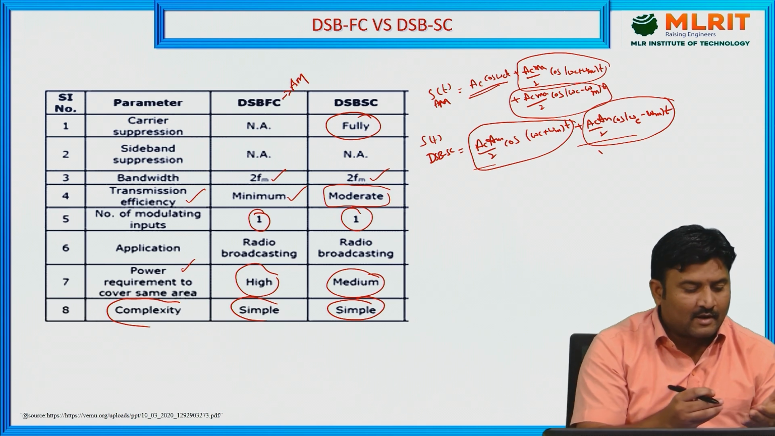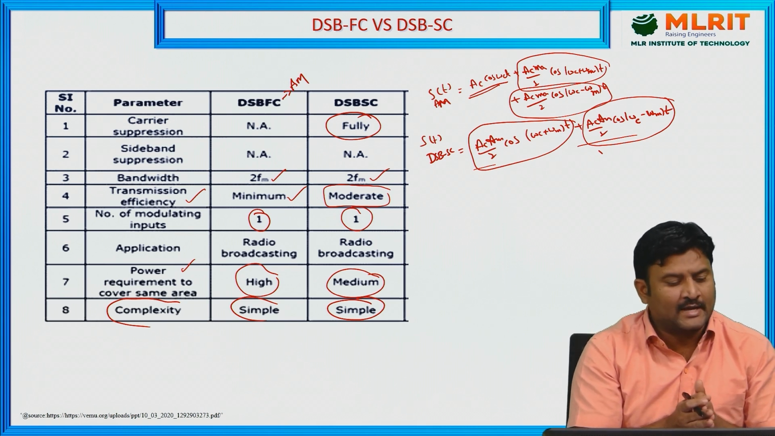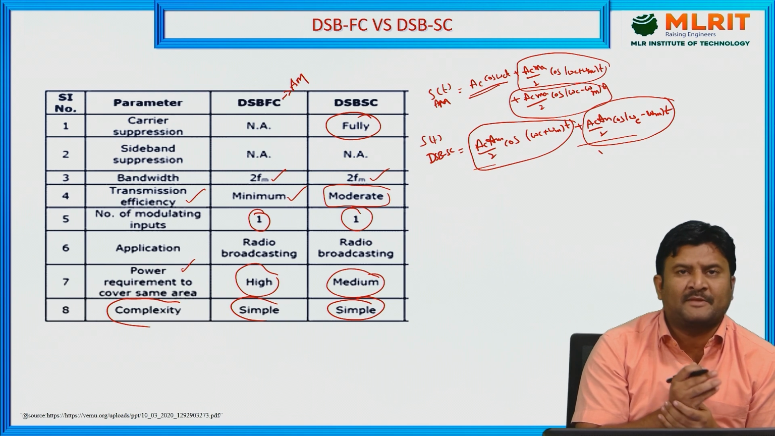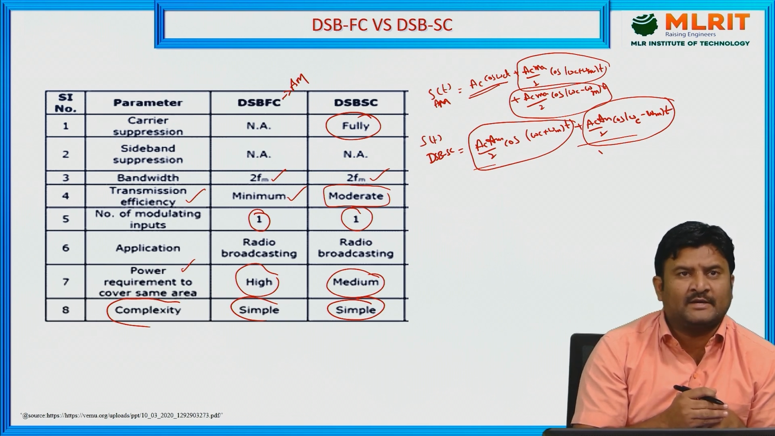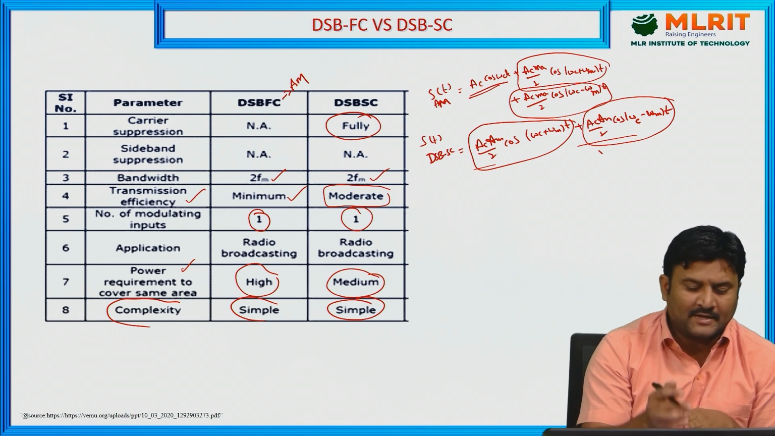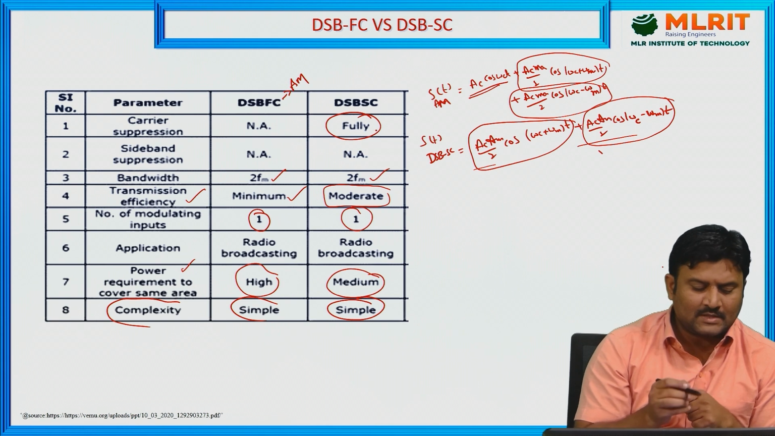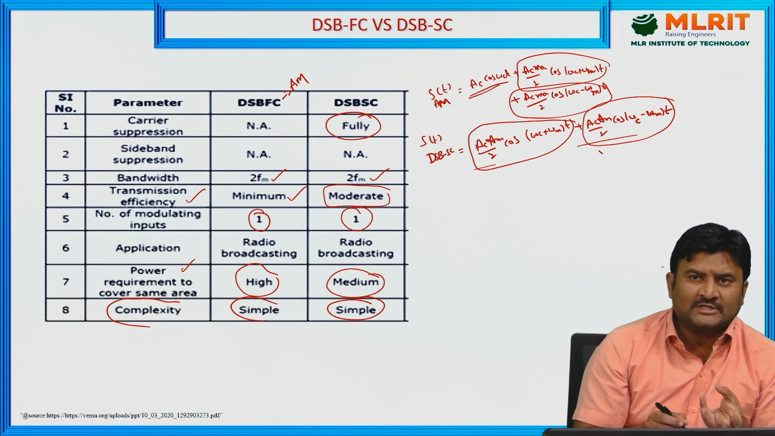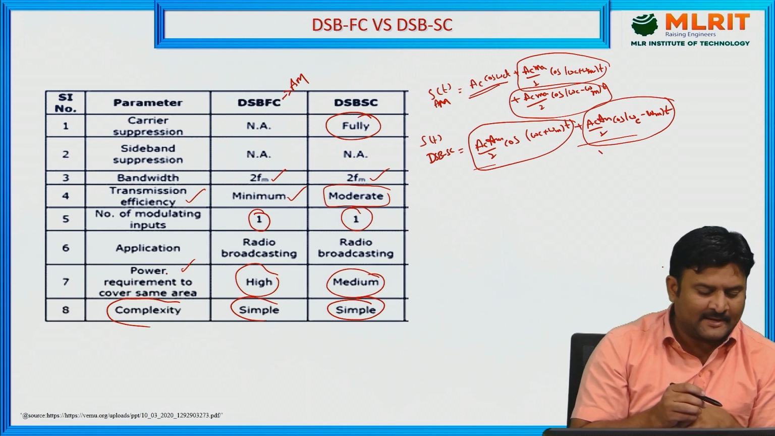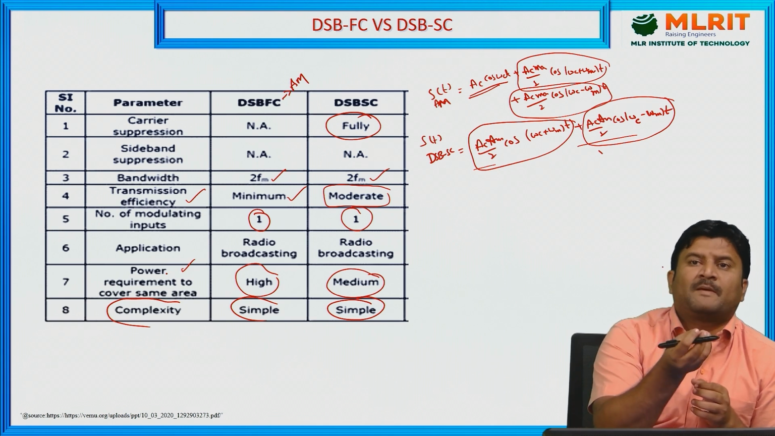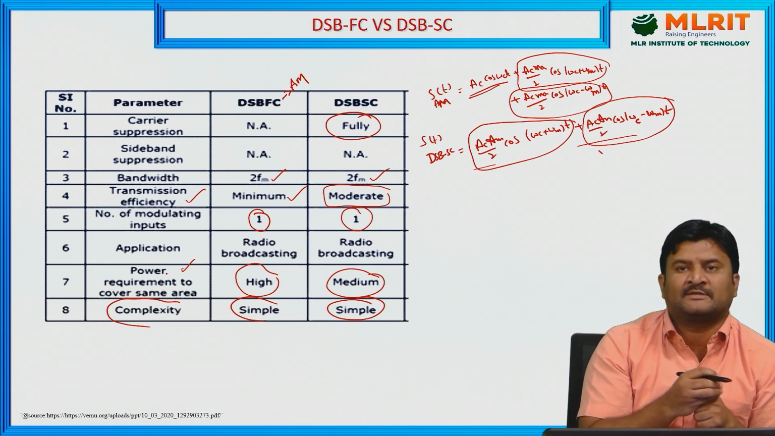Then comparing all these parameters, carrier, bandwidth, transmission efficiency, modulating inputs, applications, the main difference we are observing here is that the carrier is completely suppressed in the case of DSB-SC. That's why the difference we observe in power requirement is that, because the carrier is suppressed, the amount of power of the carrier is reduced in the case of DSB-SC.